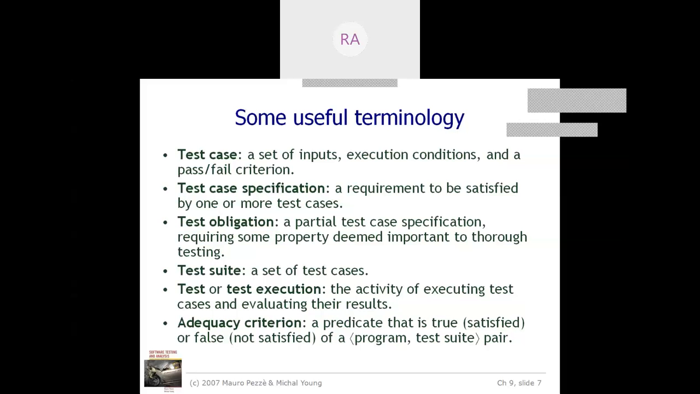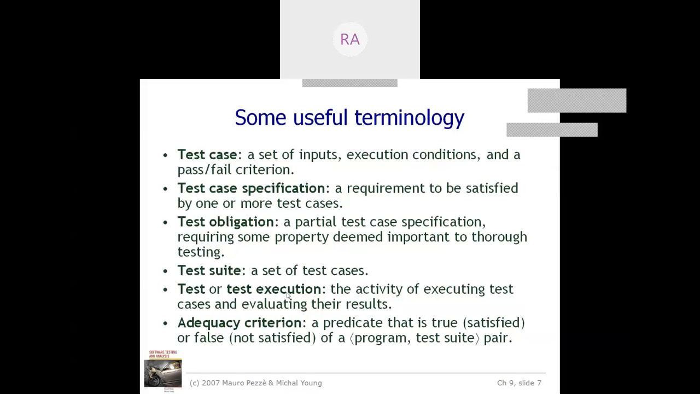And again, one more important terminology, that is adequacy criteria. It is a predicate. Whenever you come across a predicate, it is nothing but a condition, that is true, in the sense satisfied, or false, not satisfied, of a program and test suite pair. Whenever you automate the testing process, the pair that you consider is the program which is under study or under testing and the test suite that you have designed.